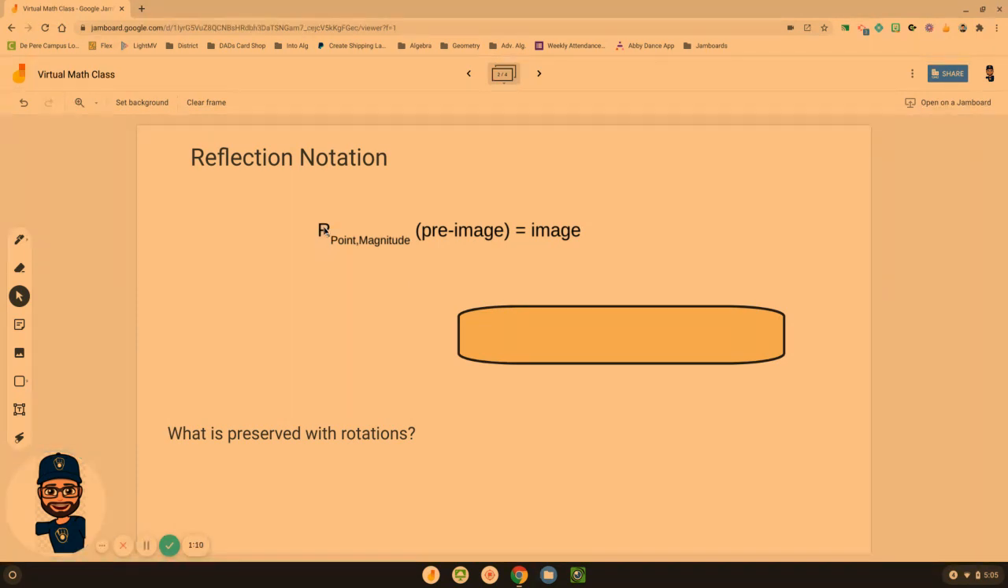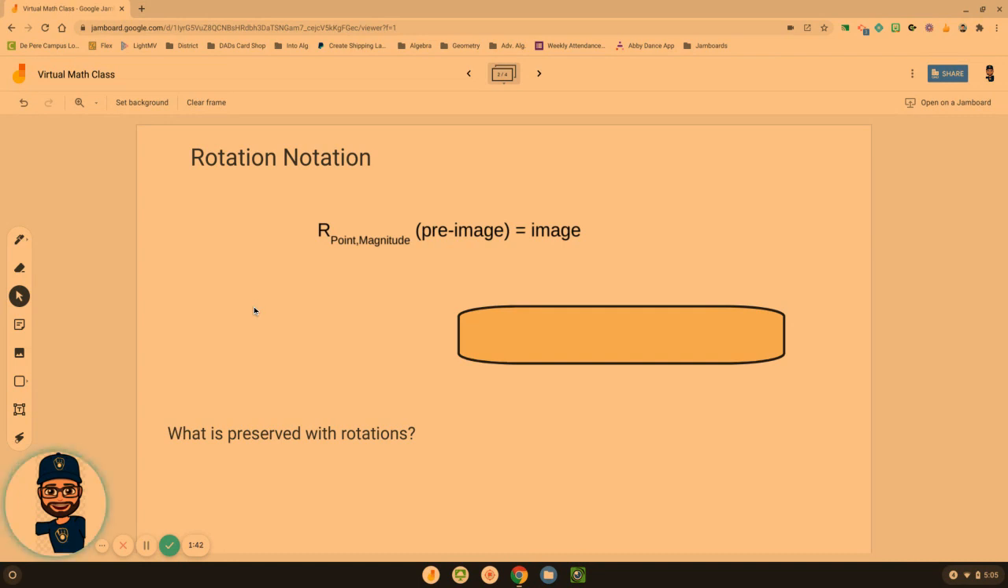First, we have a capital R. Reflection was a lowercase r, now we have a capital R. And this lower subscript needs to be two parts. You're going to have a point, comma, some degree measure, which we call the magnitude, telling us how far to turn it. And then we've got the pre-image, and then we've got this rotated image. Rotation notation.